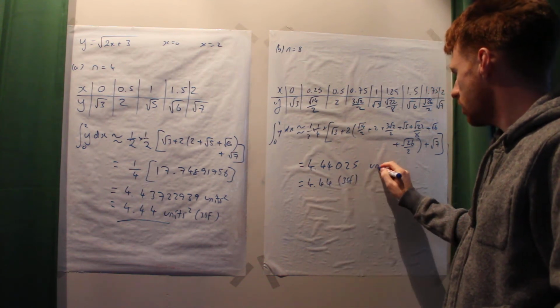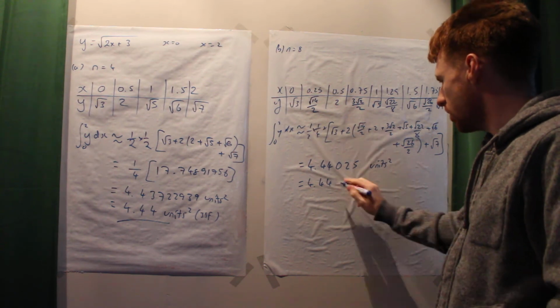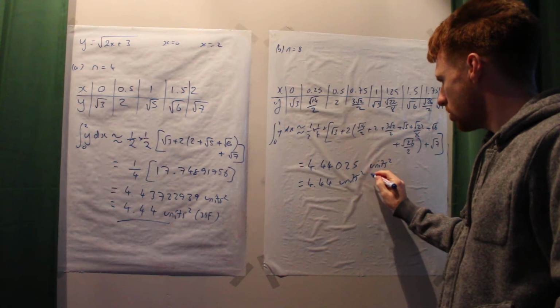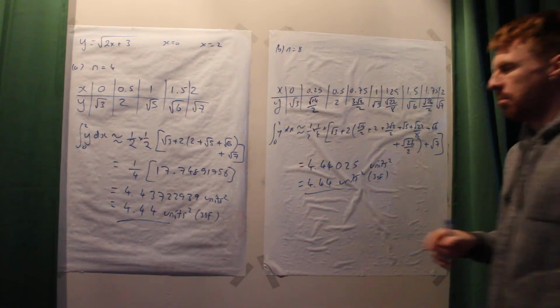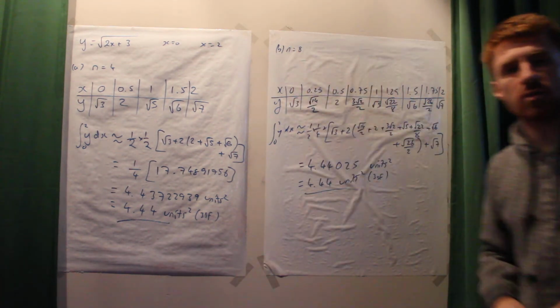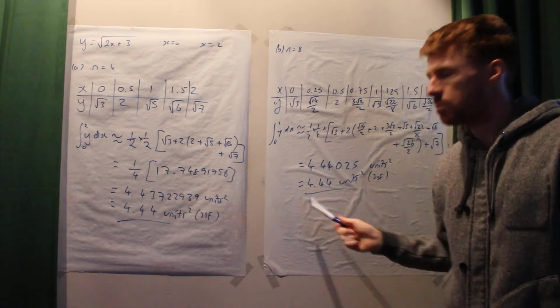Okay, or again 4.44 to 3SF. And then we've still got our units squared, because we are still dealing with area regardless of all this. Okay, units squared, 3SF. And there we have it. Interestingly, both of these answers were the same to 3 significant figures. That means that this is true. So to 3 significant figures, this must be correct.